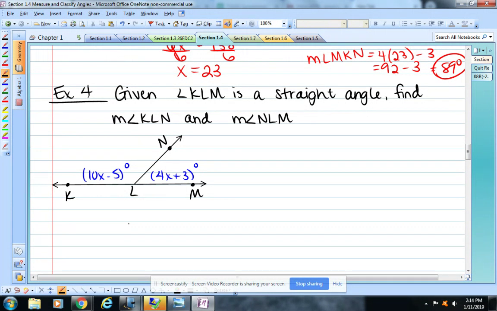So the measure of angle KLN, which is this one. So this is an obtuse looking angle right here, and the measure of angle LMN, which is the acute one. So we're going to use this being a straight angle, which is 180 degrees. We're going to do little plus little equals big, solve for x, and then find the measures of the two little angles, just like we did. So somebody tell me the measure of what one little angle is.